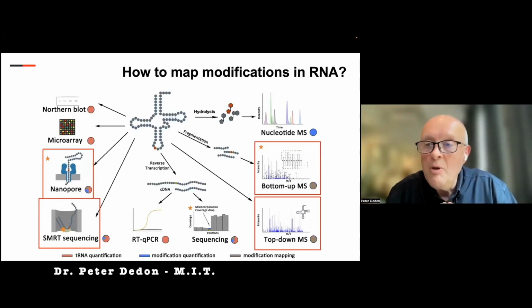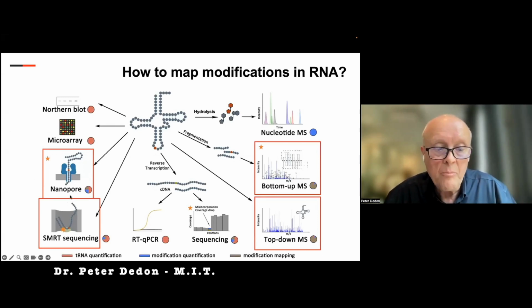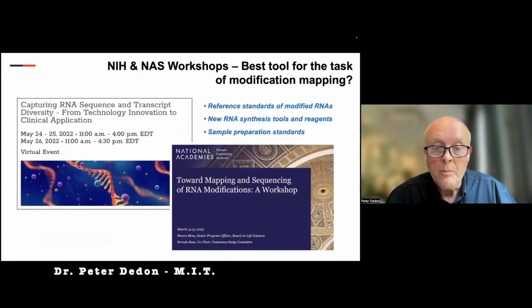So how do you map the modifications in RNA? And we've heard some wonderful stories now about nanopore and single molecule real-time sequencing. I want to talk today about some bottom-up mass spec that complements what Shenglong just told about.